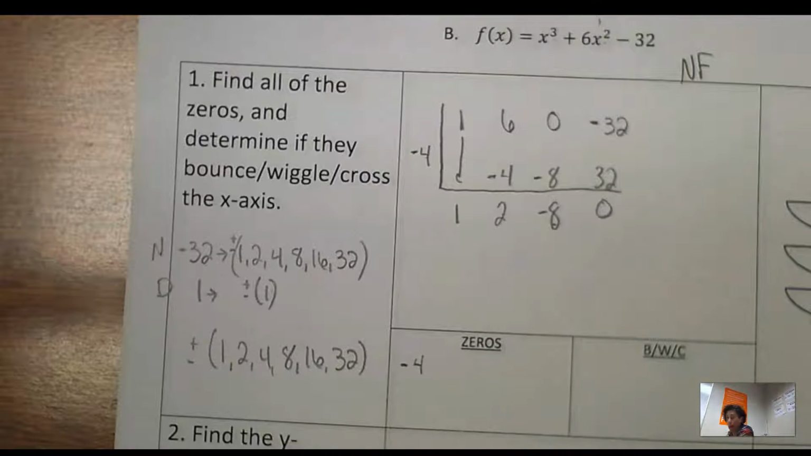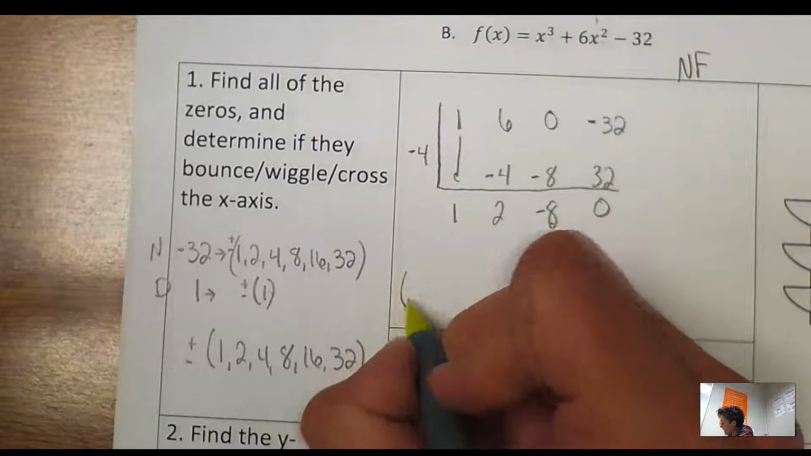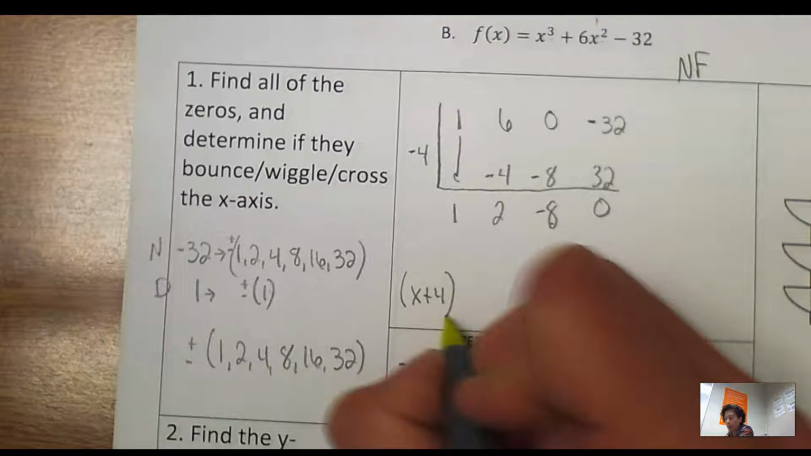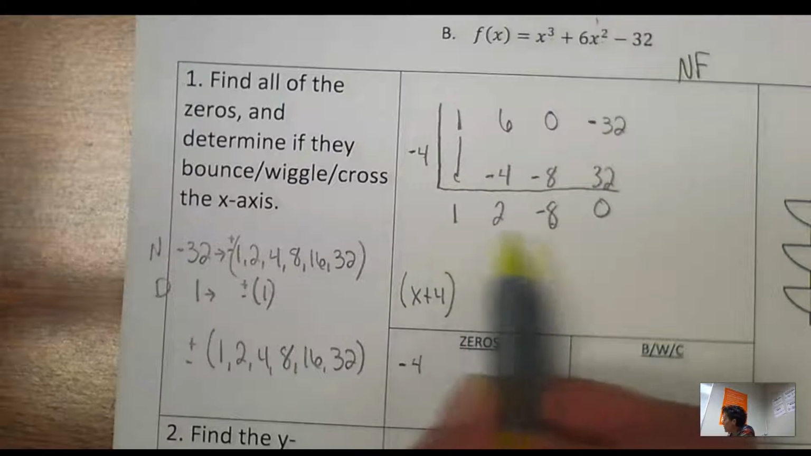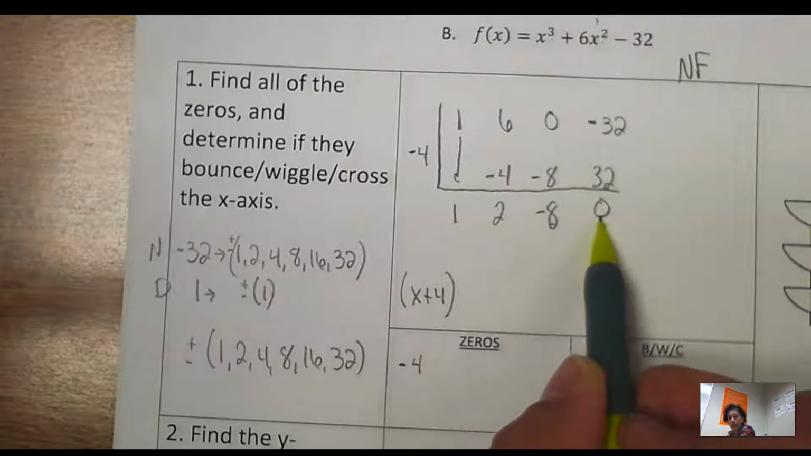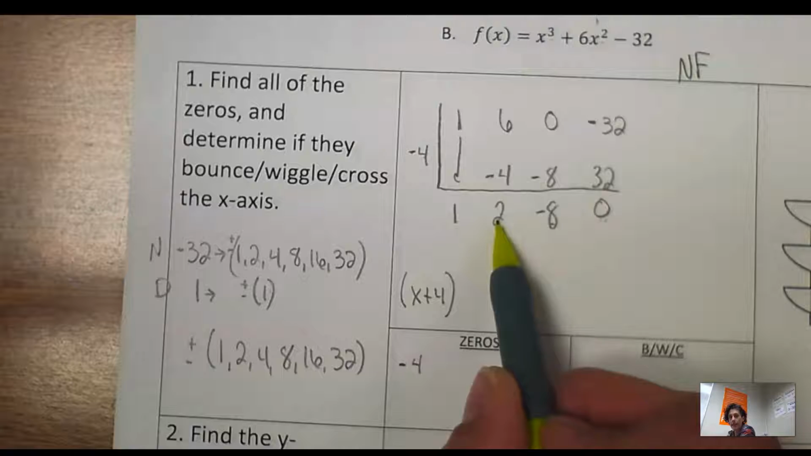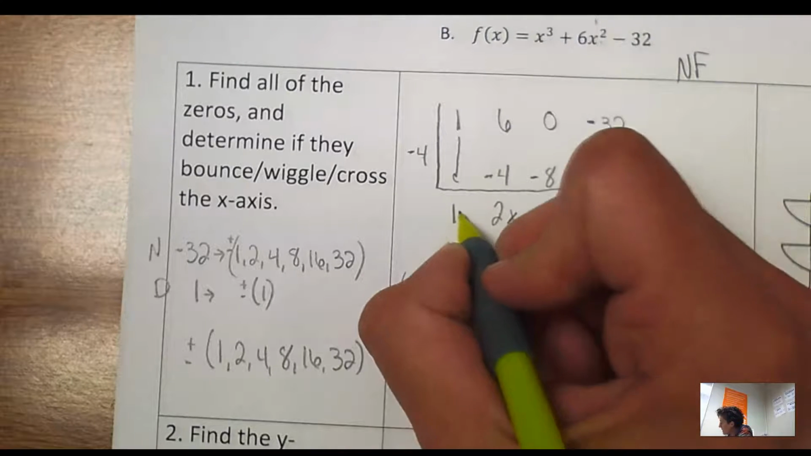Now, if I really want to know the factor that got me there, I'm going to go ahead and write that down. That would have been an x plus 4. Okay, just a heads up. But now what I'm going to do is take this, and I don't need this. This told me that it worked. This is the constant. This is an x, and this is an x squared.